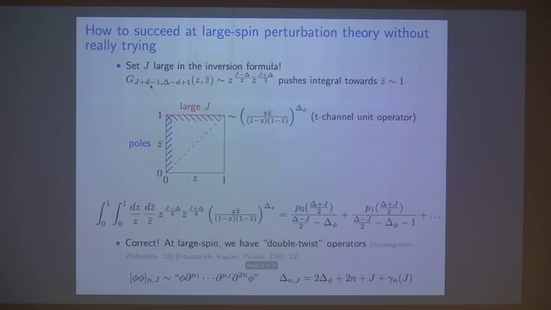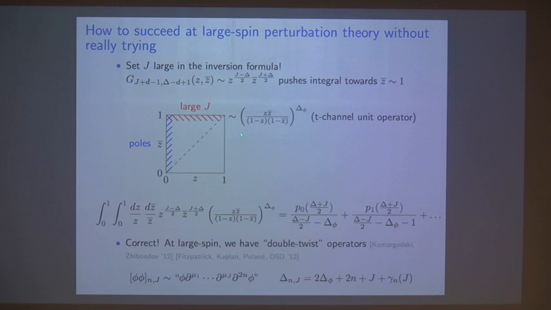OK, so here's how to succeed at large spin perturbation theory without really trying. What do you do if you want to study large spin? You set J to be large, and then you're basically done. You take the inversion formula, and you set J large. When you do that, the conformal block in the inversion formula takes approximately this form. And you can see that large J pushes you away from z equals z bar equals 0, which we'll call the s-channel. That's the channel in which you're trying to derive the OPE data. It pushes you towards the t-channel. It pushes you, in particular, towards z bar equals 1.